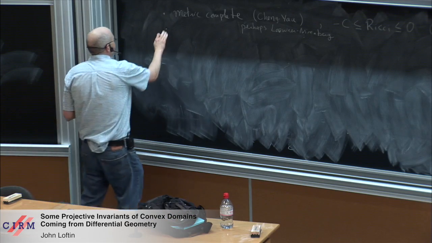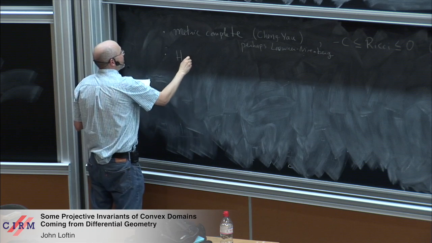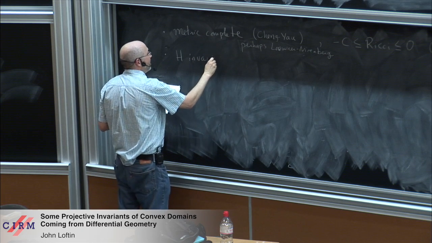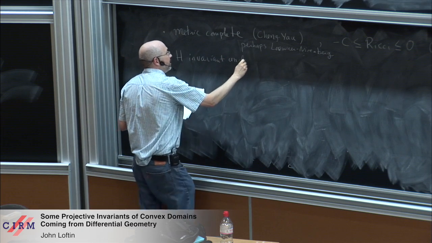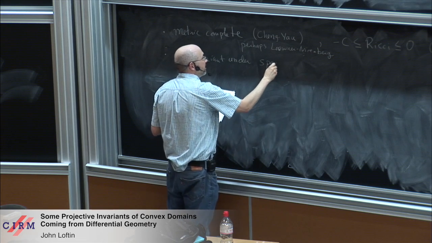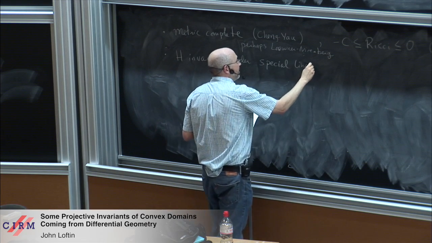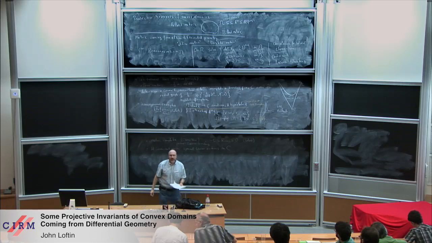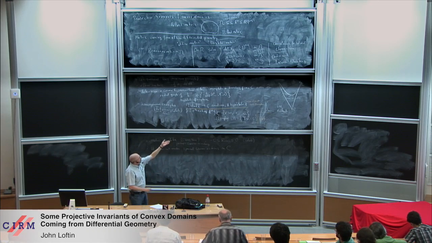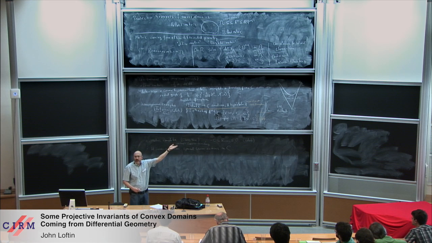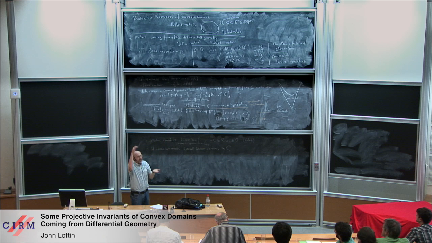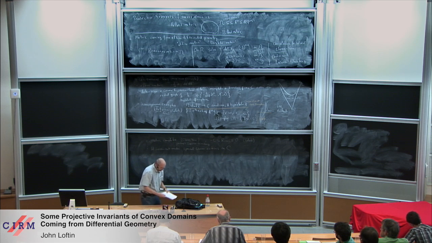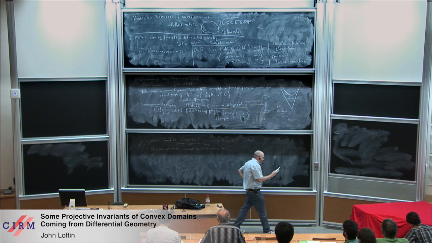Another thing is that H itself, this hyperbolic affine sphere, is going to be invariant under special linear actions on the cone. And then, of course, H itself is diffeomorphic to omega under projection, and so natural tensors and other quantities that live on H just project down to omega and become projectively invariant.